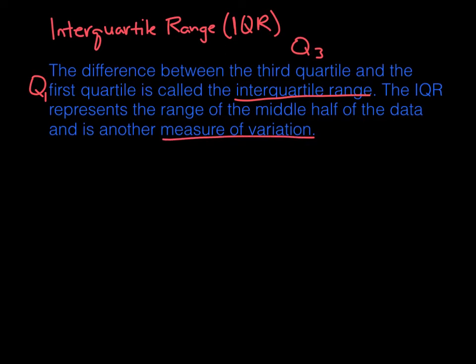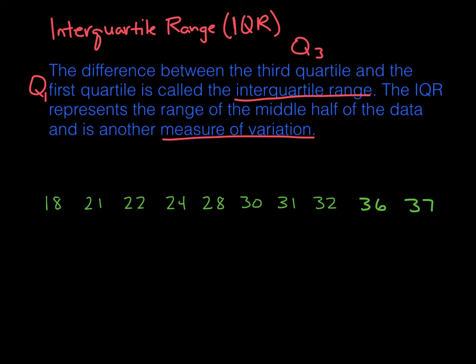So we already learned about range. Now we're learning about the interquartile range, which is a different type of measure of variation. We're going to use the same data and find out what the IQR would be. It's very simple, it just sounds kind of confusing.